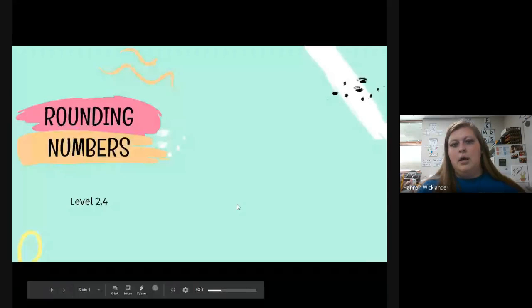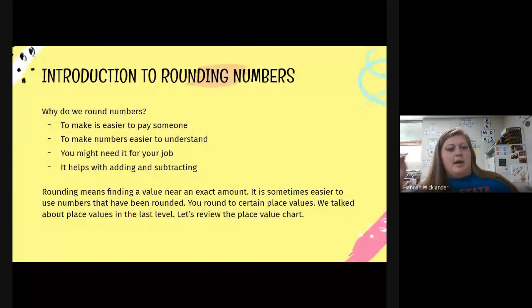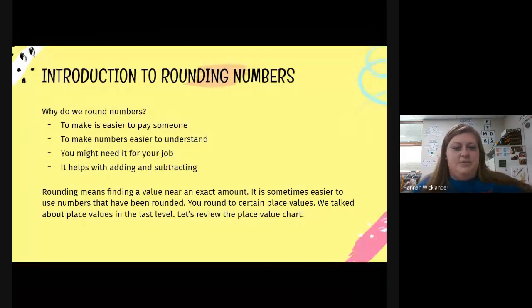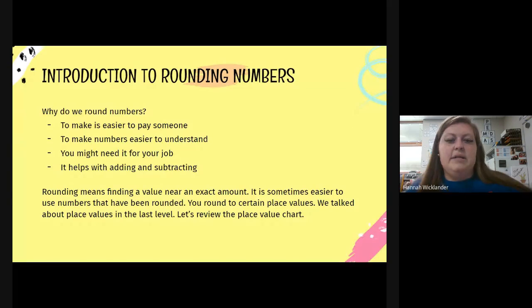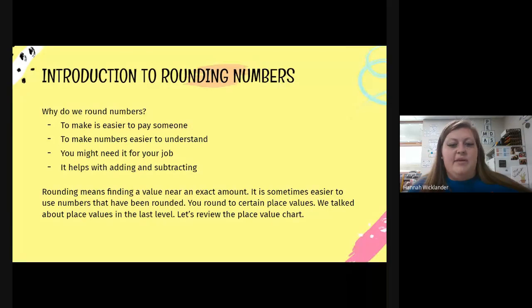Rounding numbers. Why do we round numbers? To make numbers easier to understand. You might use it for a future job. It's easier to pay someone. Like if it's like, okay, you owe me $4.30. It's like, dude, I'm just going to give you a 5. And then it helps with adding and subtracting. So rounding means finding a value near an exact amount. It's sometimes easier to use numbers that have been rounded.